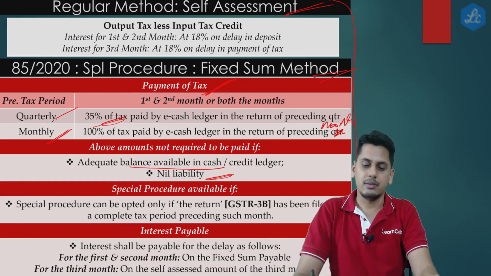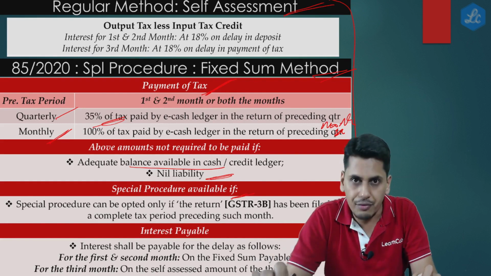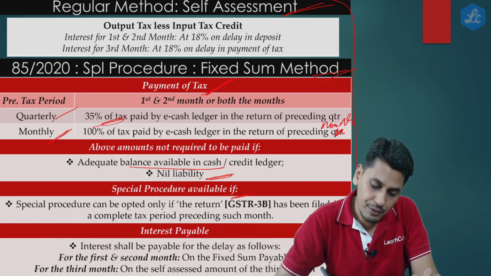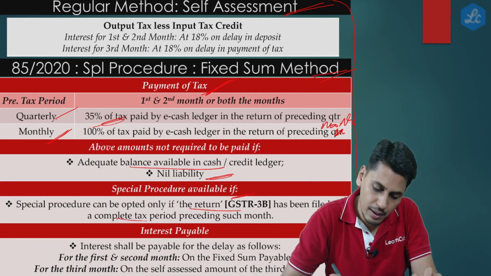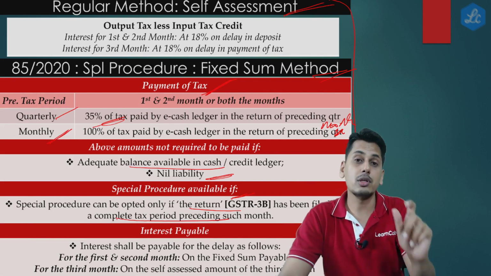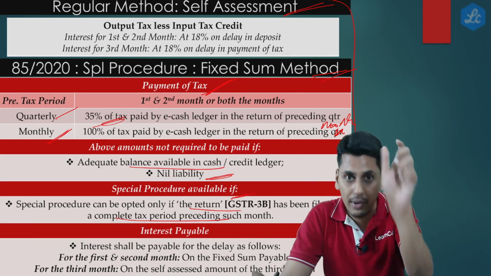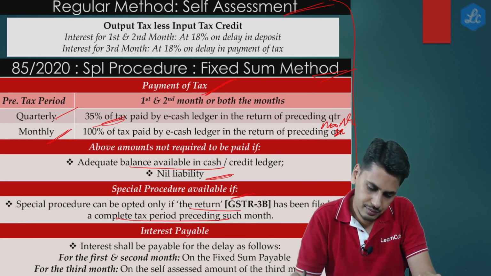Special procedure is available. This fixed sum method is available only if the return, which is GSTR 3B, has been filed for a complete tax period preceding such month. So for the preceding complete tax period, GSTR 3B should have been filed.